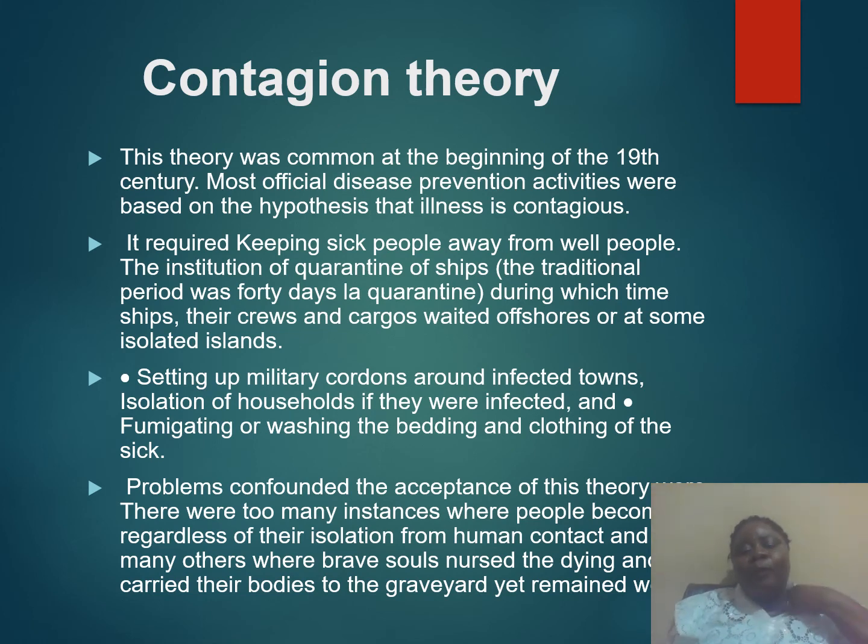What am I saying? Contagion theory hypothesized that when someone is sick, you separate the sick person from people that are well, and then they keep them in a ship, including all the cargoes, so they won't allow them to mingle with unsick people. So setting up military cordons around infected towns, isolation of households if they were infected, and fumigating and washing the bedding and clothing of the sick. So all the used linens and articles will be separated because they are referred to as infected articles. So they will be washed and fumigated in order to curtail the spread of disease.